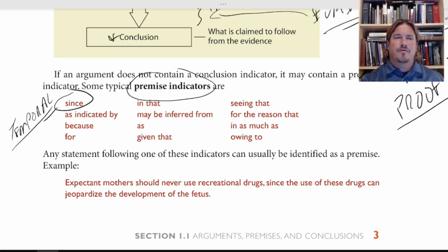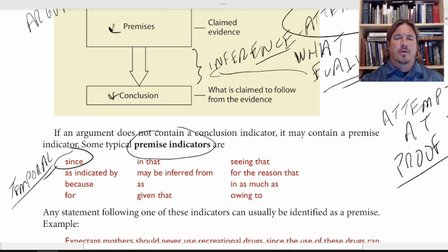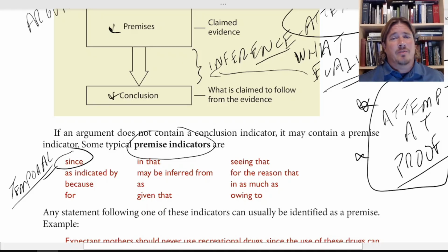If you want to know whether or not you've got an argument going in a passage, always ask yourself this: is there an attempt at proving something? And if there is an attempt at proving something, then you might look for the indicator words. But sometimes arguments don't have them. And this gets a little tricky. Sometimes the best you can do is say, well, look, I read a passage and I'm not sure if it's an argument, but if it is an argument, this is likely the conclusion and these are likely the premises, right?